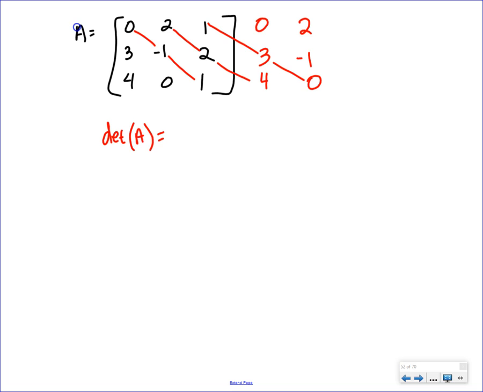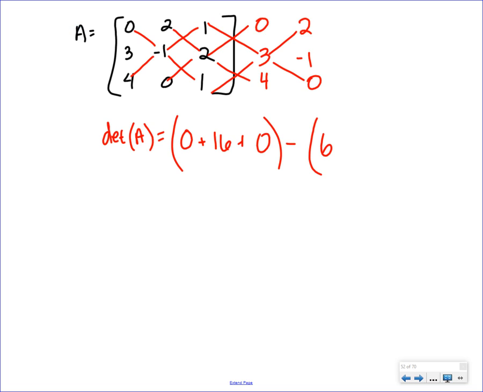Zero times 2 times 2 is 4, times 4 is 16. 1 times 3 times 0. Main minus... 2 times 3 is 6. 6 times 1 is 6. 0. 1 times negative 1 is negative 1 times 4 is negative 4.